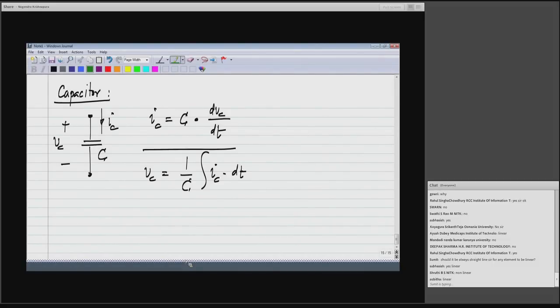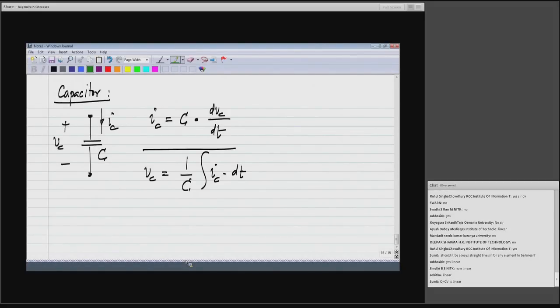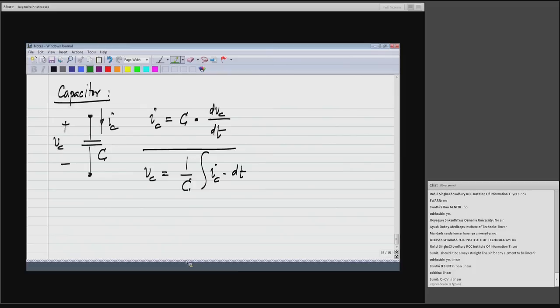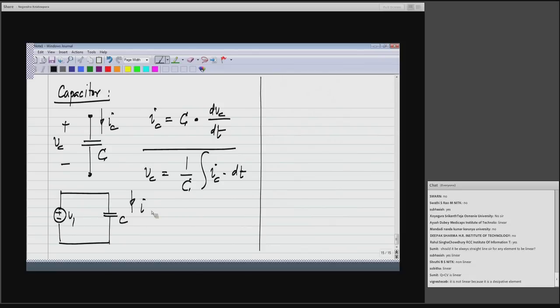The voltage at this instant of time depends not only on the current at this instant, but also on all the previous instants of time. Okay, on the history of the current. So we cannot plot I versus V, but we can still test for linearity. How do we do that? Let's say I apply V1 across the capacitor. There will be a certain current I1, which will be C times the time derivative of V1.